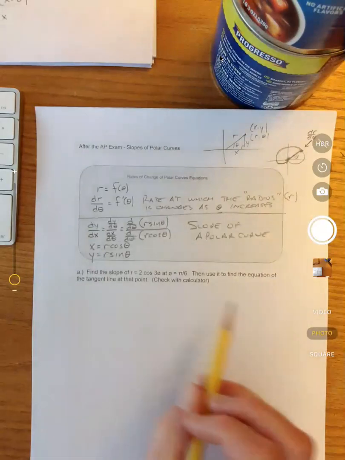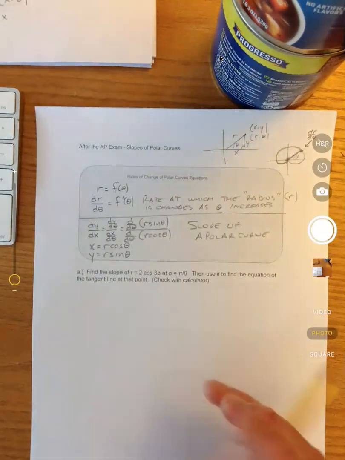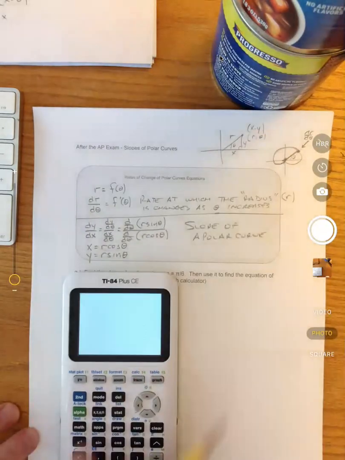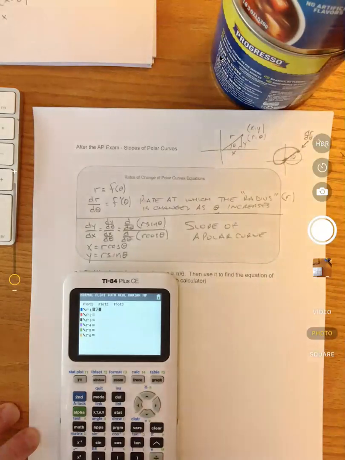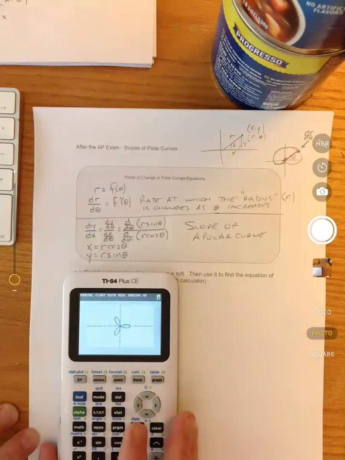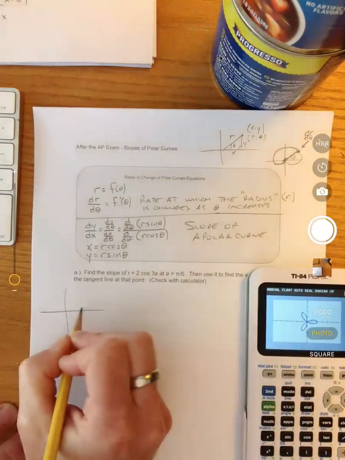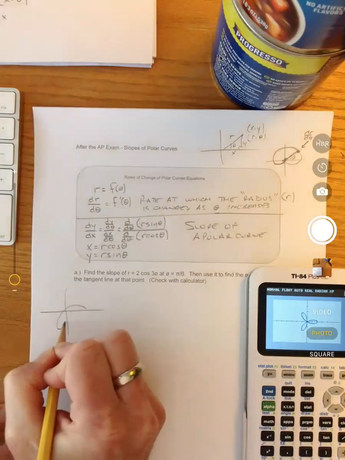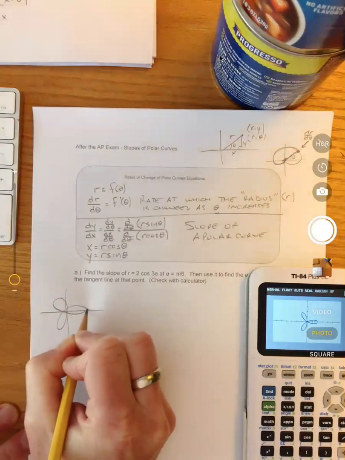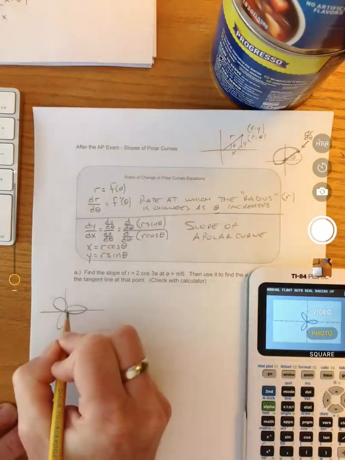So let's see what's going on. Find the slope of this function at pi over 6, then use it to write the equation of the tangent line. All right, so let's at least get a quick graph of what this looks like. Again, we could plot points, but at some point we do let our calculator take over and just see what's going on. I'm going to do a zoom 4. Okay, so it's a nice little 3-petal rose going through there. Let me give myself a little sketch of one so I can see it. That's kind of okay. I'll just make a big dot there.